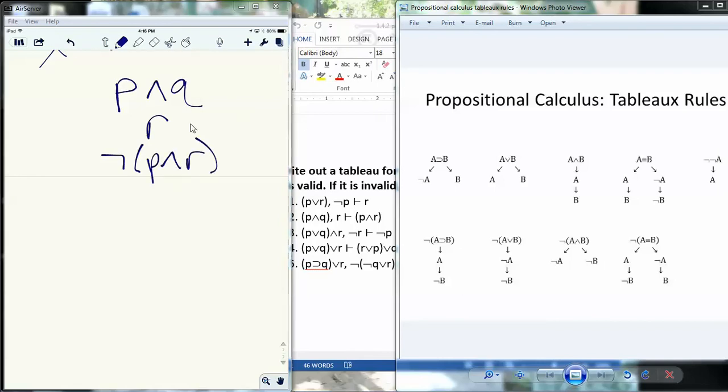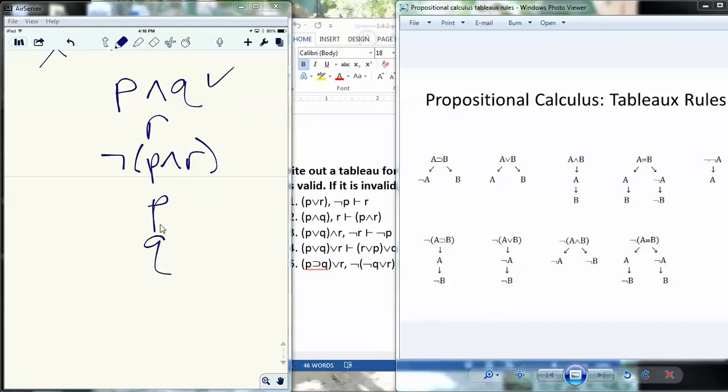Of course, I can't do anything with R, right? That's already done. P and Q, here's my rule right here, the AND rule. It makes sense because A and B means that A is true and B is true. Both of them are true. So there's not two options, there's one option, both of them being true. So I'll write that here, P, Q, check.